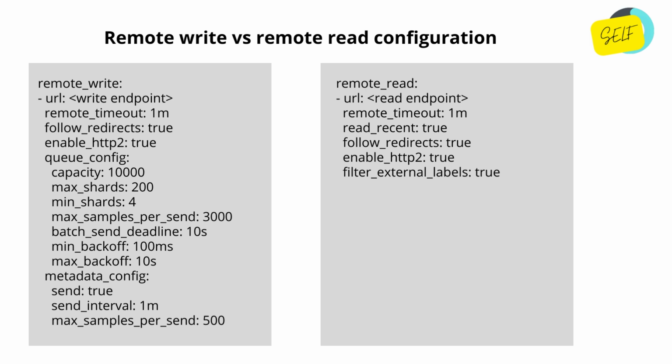Read recent specifies whether to read the recent values that are inside the remote data. Follow redirects means it will follow whichever redirects are set up. Enable HTTP2 is the same. Filter external labels will filter the external labels that are associated with your metrics. So this was about the remote write and remote read configuration.